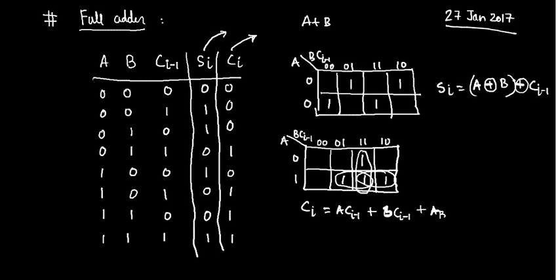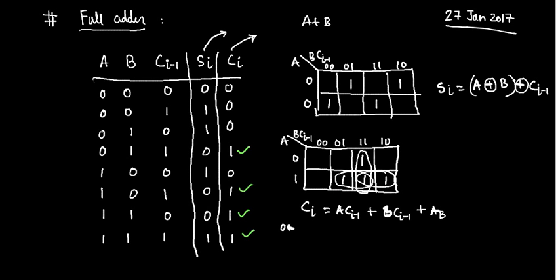So instead of this, I want to represent it with some different expression. For the time being, I want to simply encircle these individual ones. Instead of encircling, I will say that instead of using a K-map, I will simply write these expressions directly. So what are those expressions?